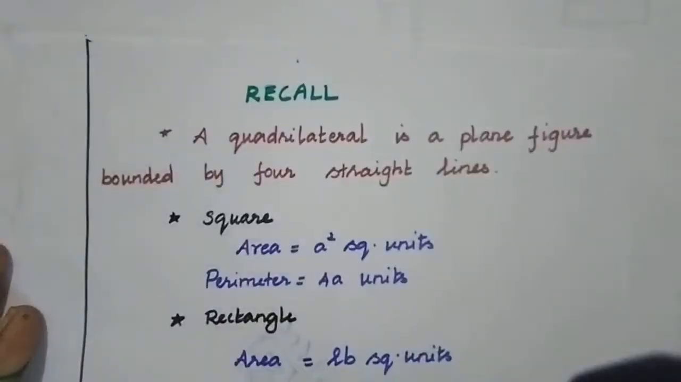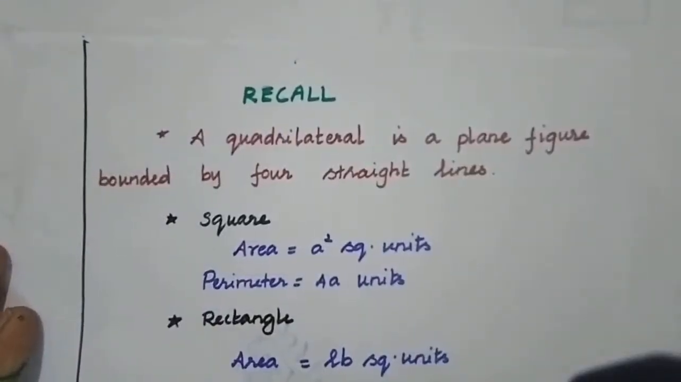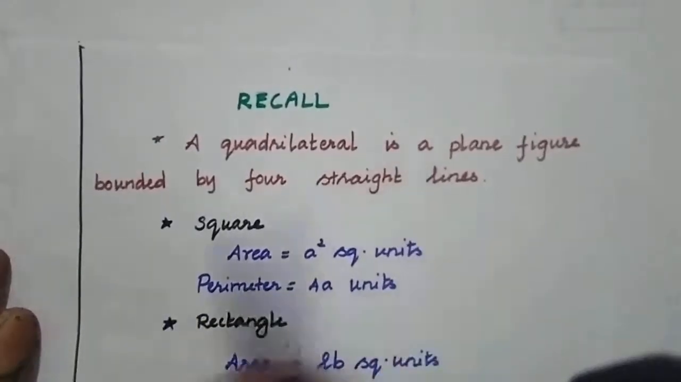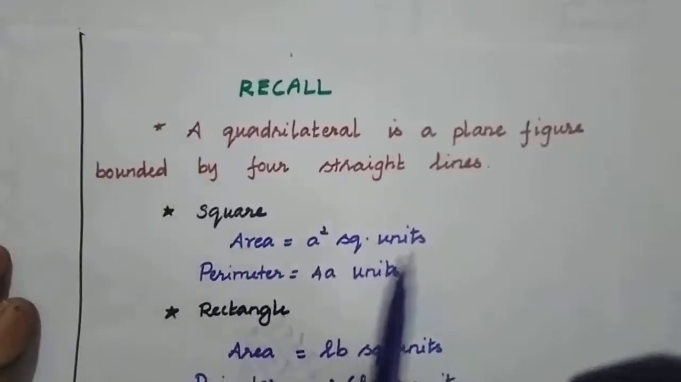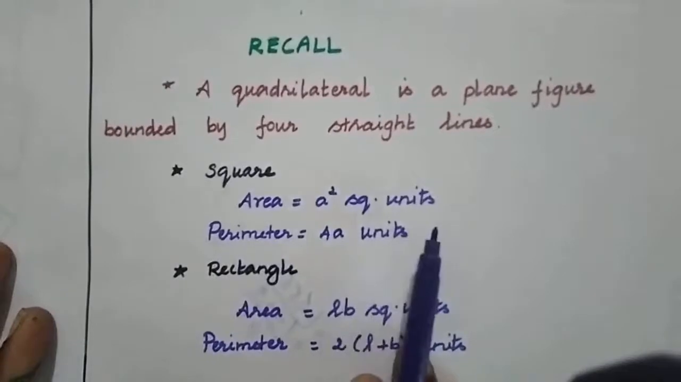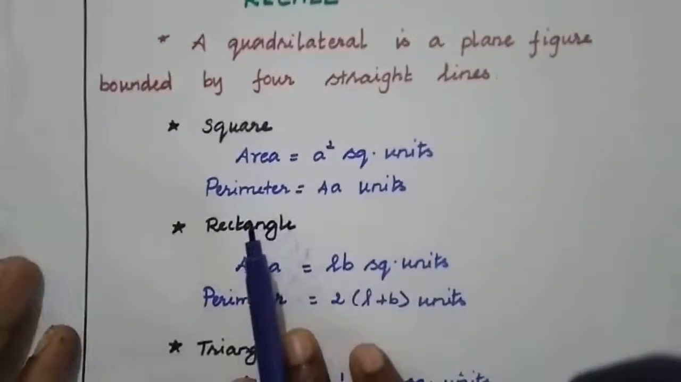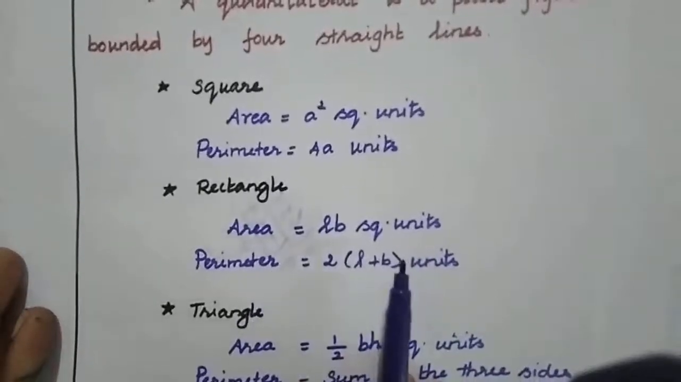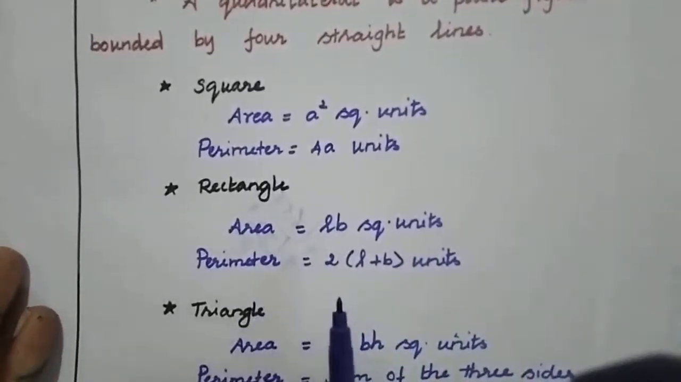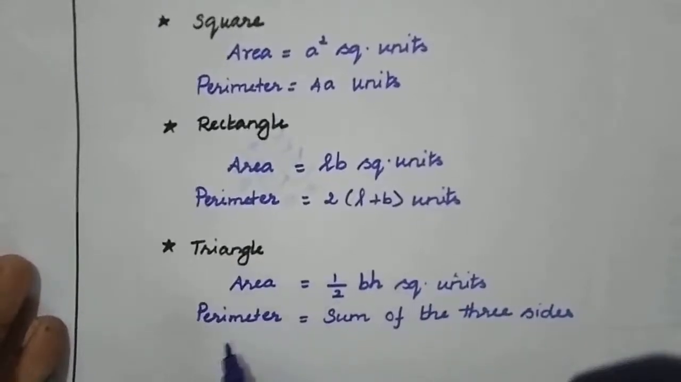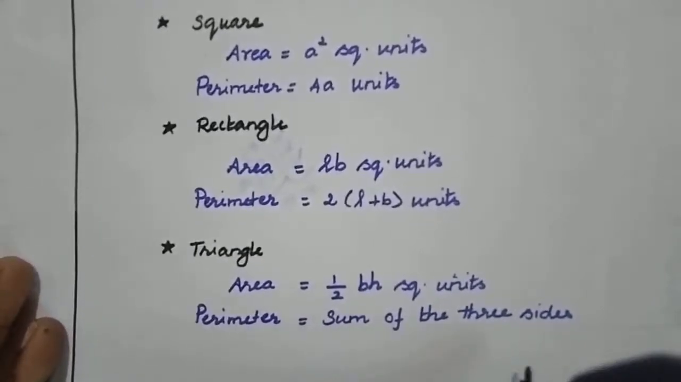Let us have a small recall of what we have learnt in today's class. What is a quadrilateral? A quadrilateral is a plane figure bounded by 4 straight lines. What's the area of the square? Yes, area of the square is a square units, and perimeter of the square is 4a units. The area of the rectangle is L into b square units. Perimeter of the rectangle is 2 times L plus b units. Area of the triangle is half BH square units, and perimeter of the triangle is the sum of the 3 sides.